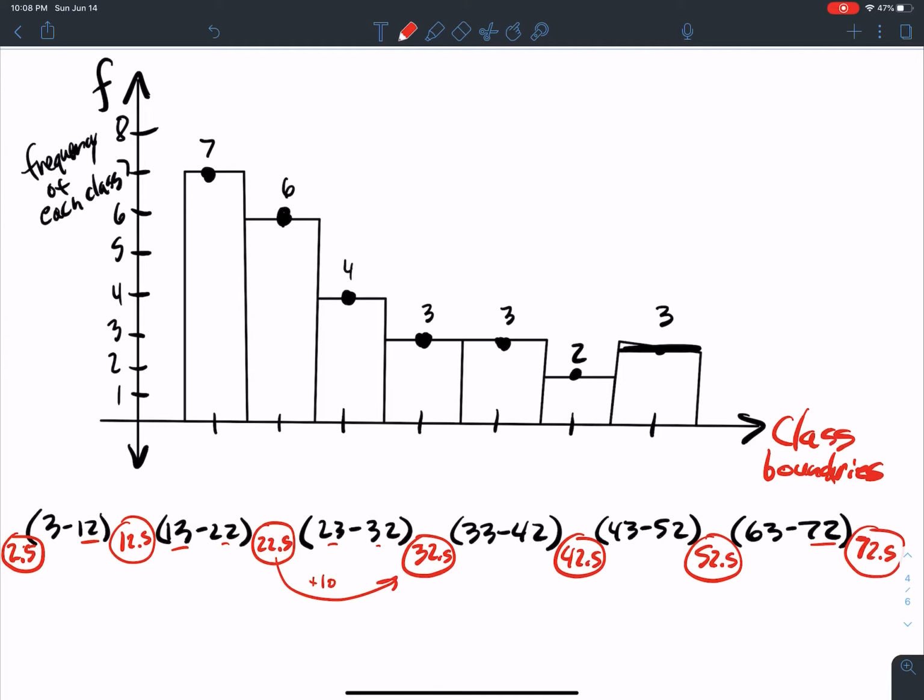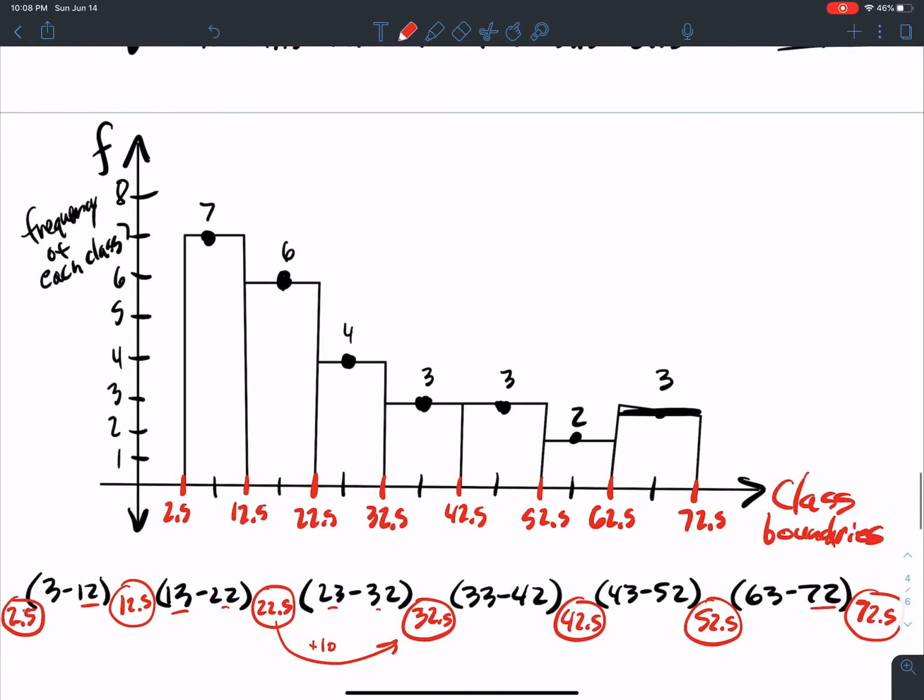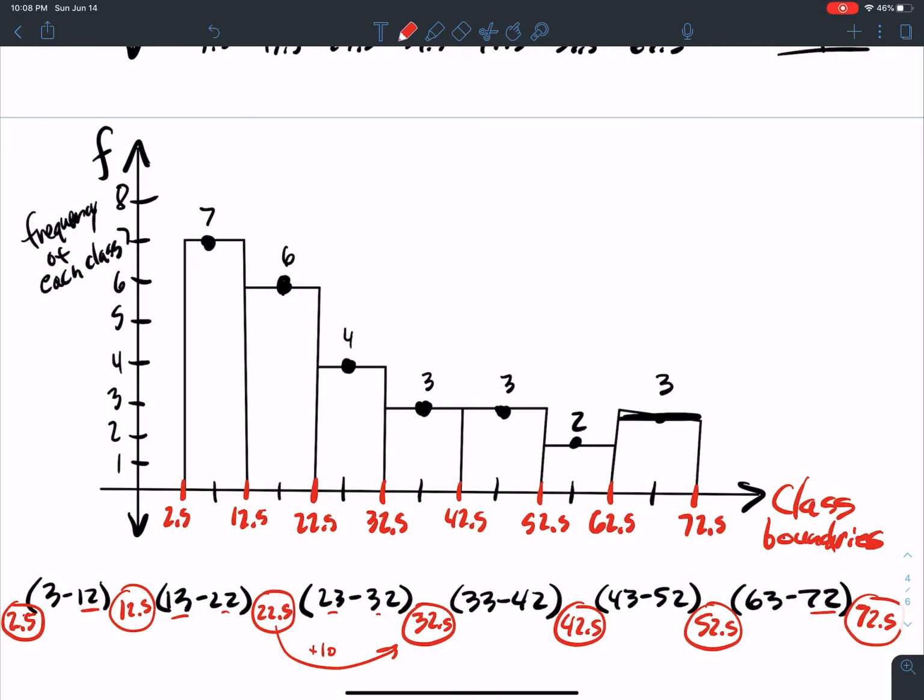So my boundaries, first one, 2.5, then 12.5, then 22.5, 32.5, 42.5, 52.5, 62.5, and 72.5. So this would be a frequency distribution, okay, labeled with class boundaries.